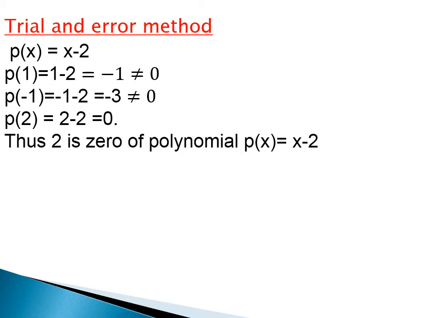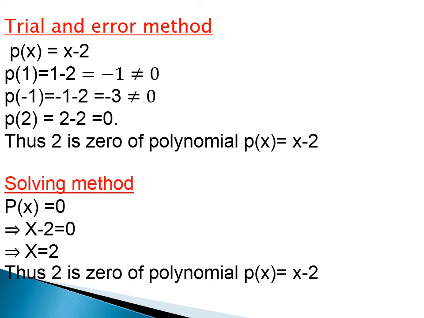That time we get the value of the polynomial as minus 3. That means it is not equal to 0. Then p of 2 we are trying. Then 2 minus 2, which is equal to 0. Thus 2 is the zero of the polynomial p of x, that is x minus 2. Clear now? When we replace the value of x by 2, only then the value of the polynomial becomes 0. So we can say that 2 is the zero of the polynomial.